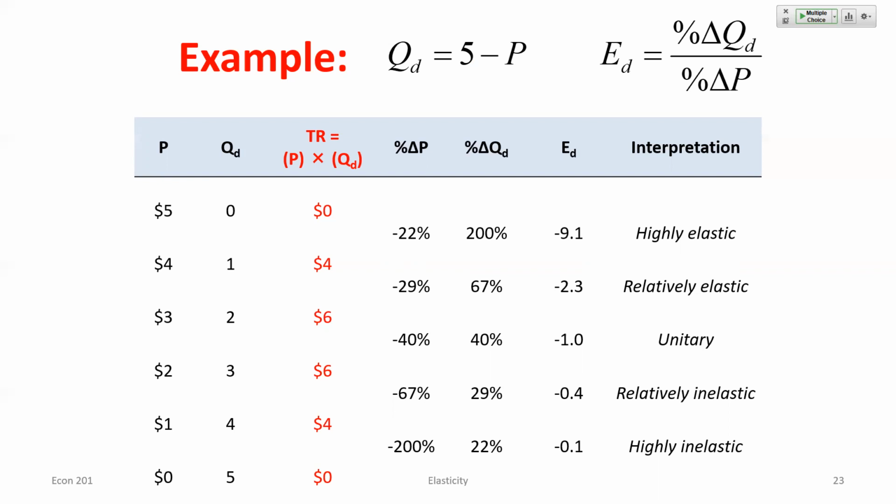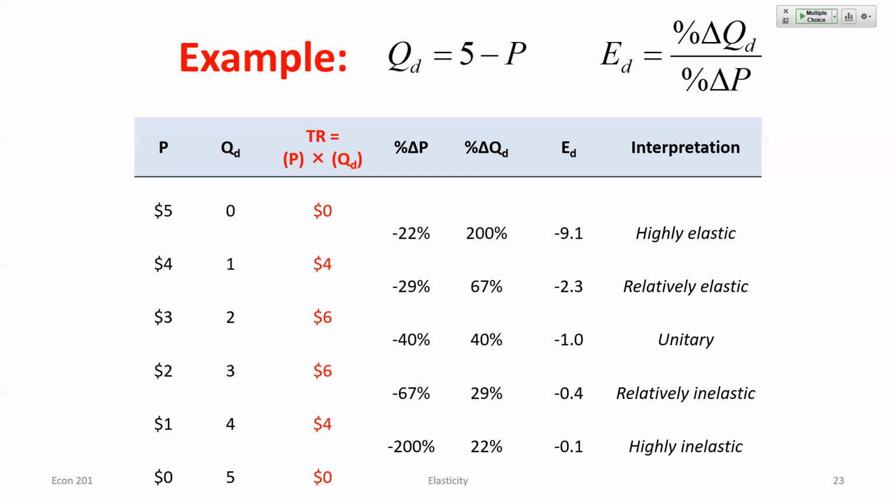So total revenue has gone up. If I then lower the price from 4 to 3, well, total revenue before, 4 times 1, was 4. Now it's 3 times 2, which is 6. I was on an elastic portion of the demand curve, right? The absolute value was greater than 1. So as long as I lower the price here, my total revenues were going up.